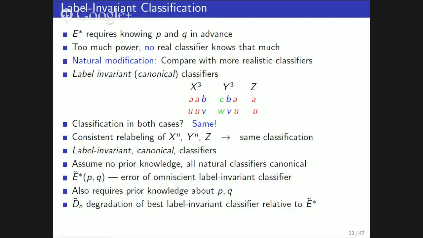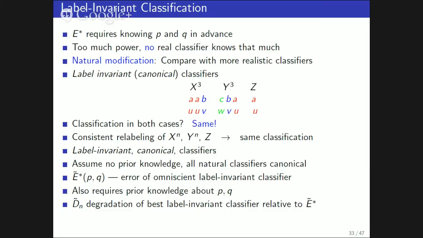So for every two distributions, P and Q, we'll look at the error of the best label invariant classifier. That gives us E star. And we want to come up with an estimate that does not know P and Q and approaches E star. Okay. Are we good? Are we clear or not so clear? I mean, for some simple examples, can you actually work out what this is?